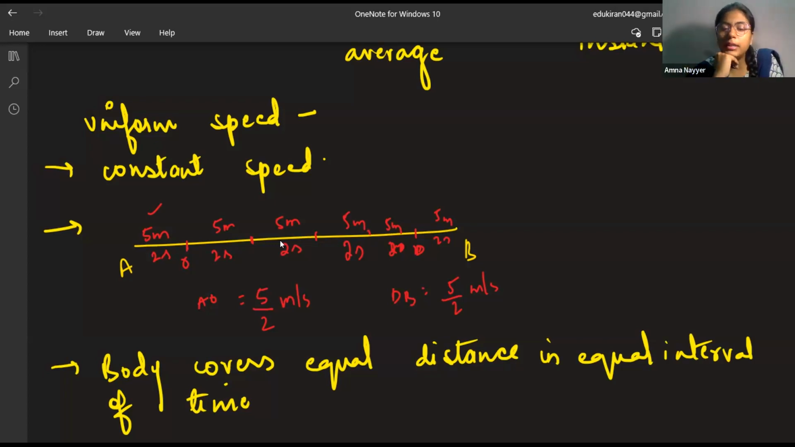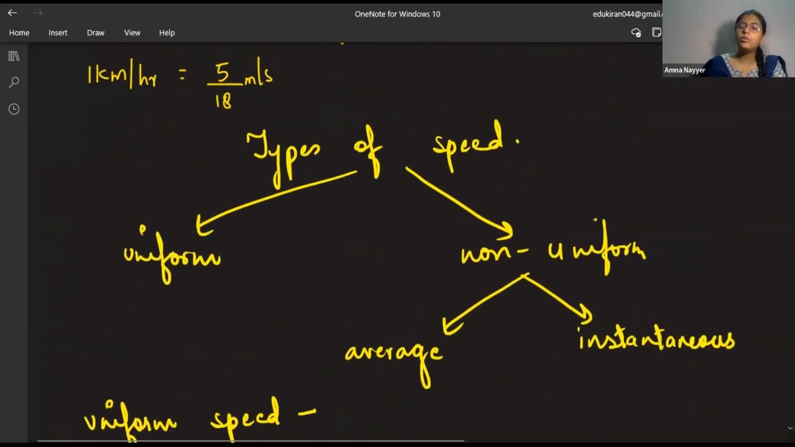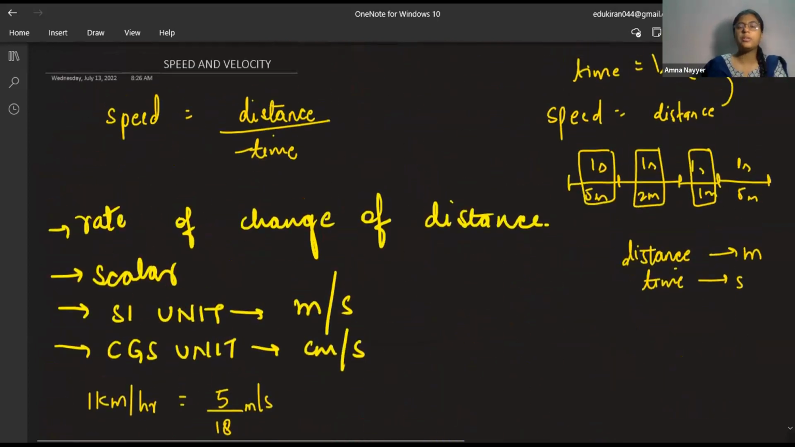Coming to non-uniform. In non-uniform, you have 2 types. So before starting with non-uniform, just note down till here, because in non-uniform you have 2 types. So I'll discuss the types. From here, note it down first.